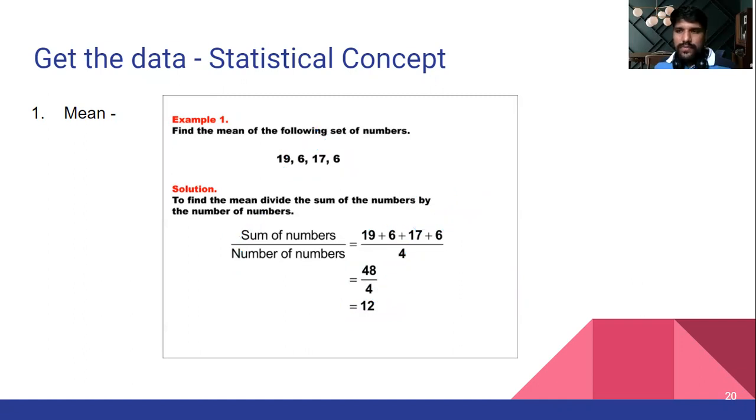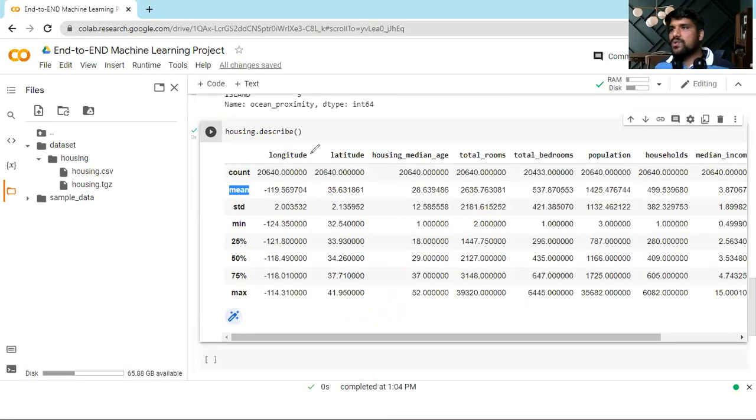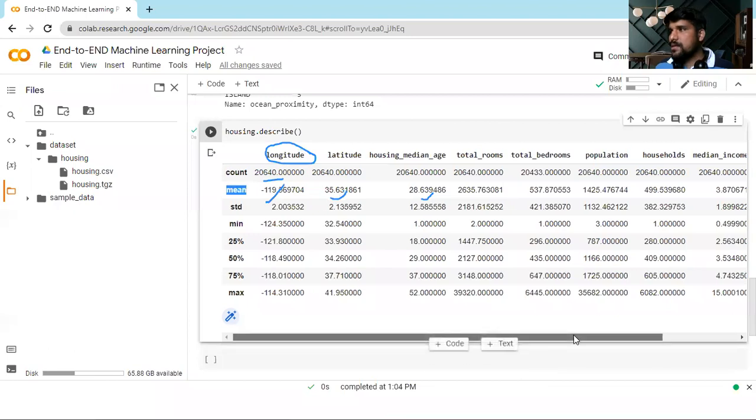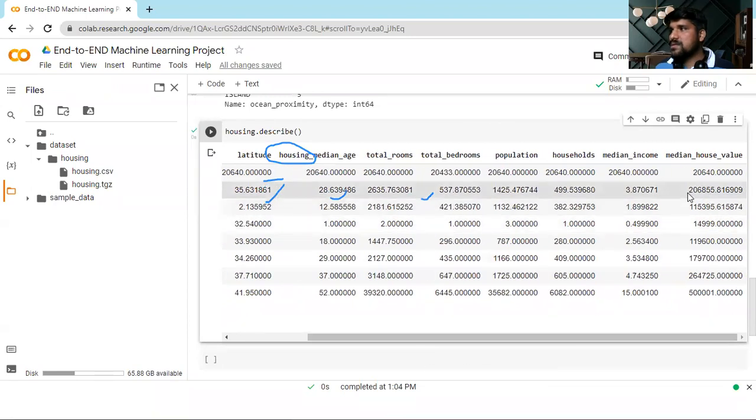Okay, so this is what we are getting here. When I say longitude, there I have 2640. This is my count, and then I added all the longitude values and divided by this, so I get this. It is coming as a negative. Then this mean is 35. For housing median age it is 28. Then total bedrooms mean is this, population this, households this, and then this is 20. Now just to give the intuition, this is the median housing value.